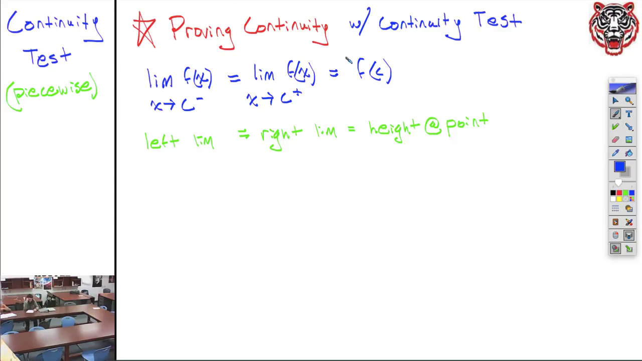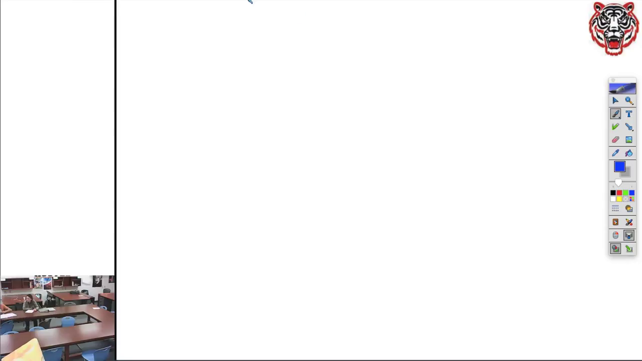Cool. We're almost there. I want to do some examples. Let's just do one, and then we can call ourselves good. So example. I'm going to give you a piecewise function, of course, because otherwise it's going to be way too easy to prove it. Let's do f of x is equal to, we'll do two parts.